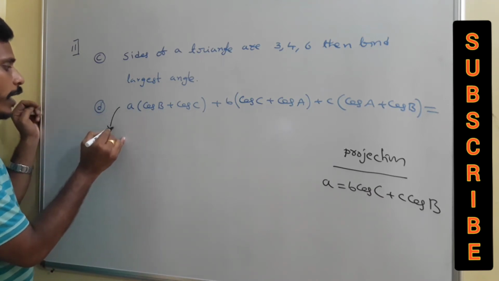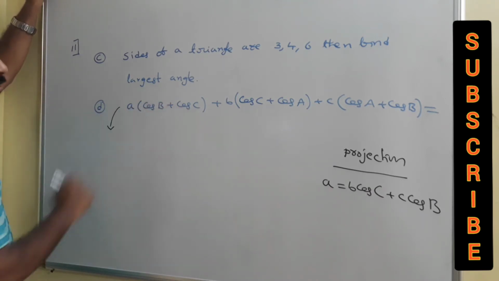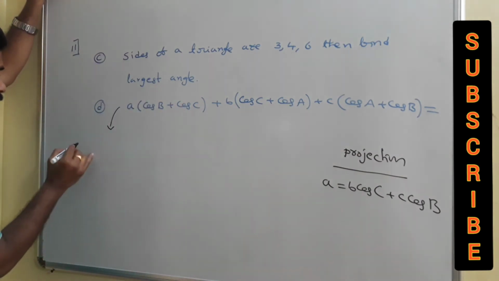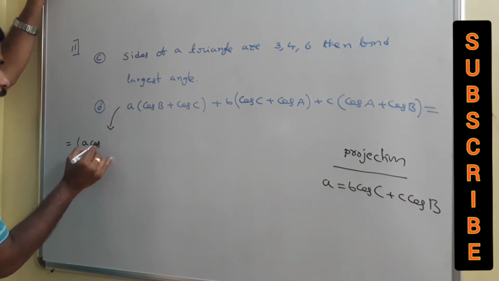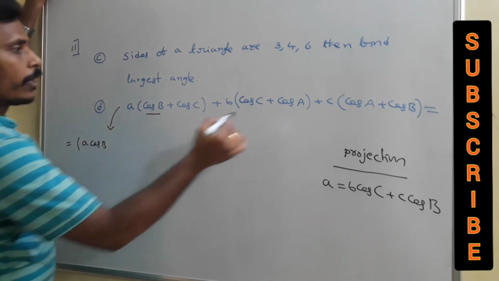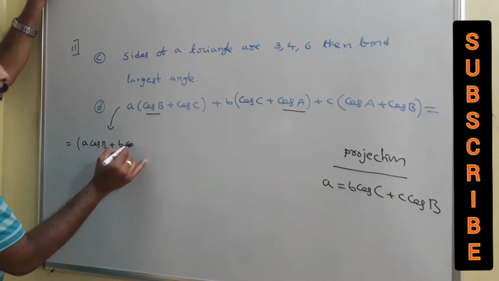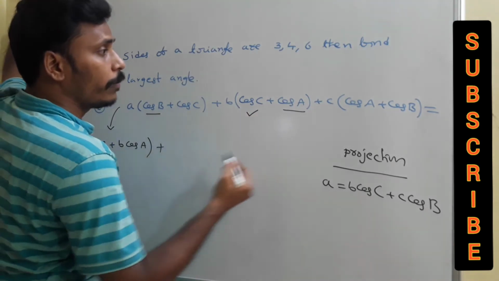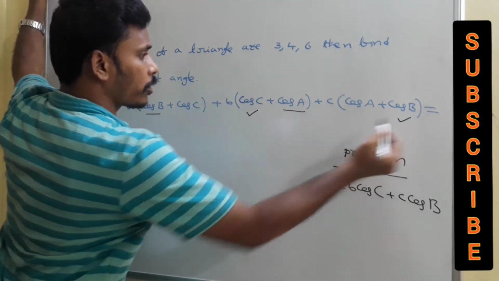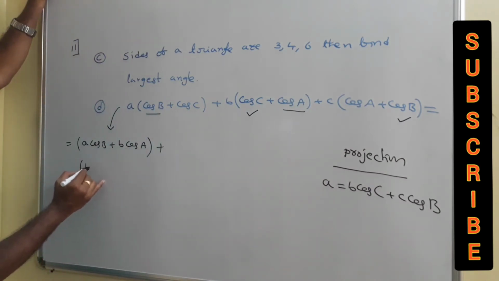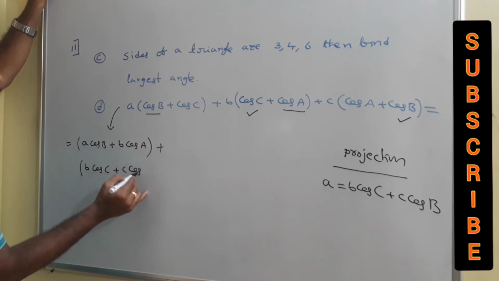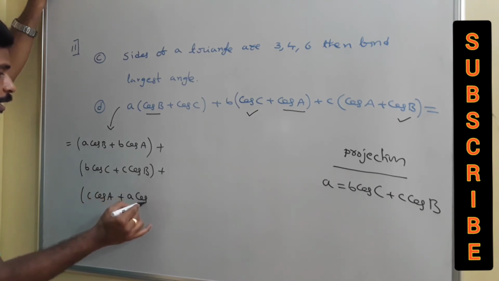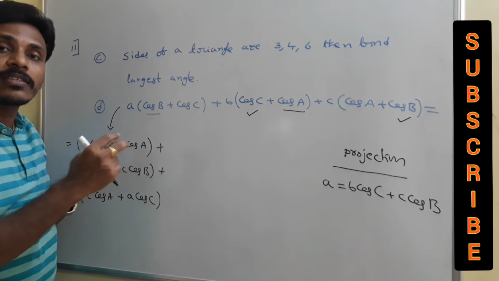So for that, I am going to write this problem as a cos B, a cos C, b cos C, b cos A, c cos A, c cos B. There are 6 terms, and I will regroup them. In the first group, I will collect this a cos B and this b cos A: a cos B plus b cos A. Plus in the second group, I will collect this b cos C and this c cos B. What is the second group? b cos C plus c cos B. Plus in the third group, the remaining two elements, c cos A plus a cos C. We need to regroup the given 6 elements in such a way.